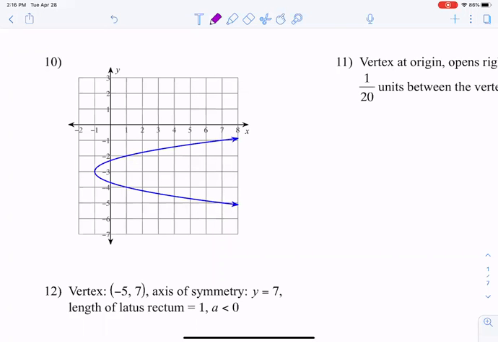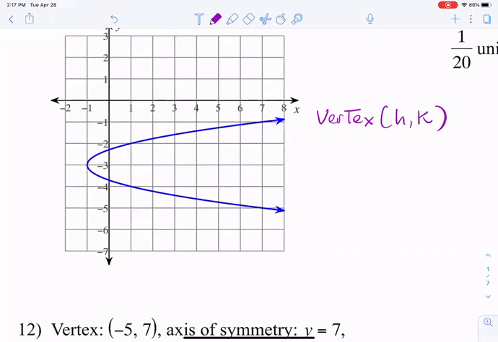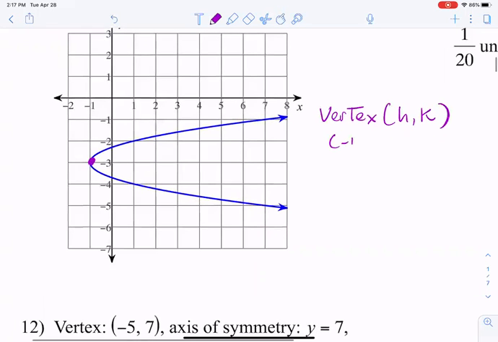Okay, so we will continue working on these problems. Again, they're different, not exactly the same, but the idea and the concepts are the same. So we need to find the vertex, (h, k), which is pretty easy here. If we look here, this is the vertex, so that's (-1, -3).